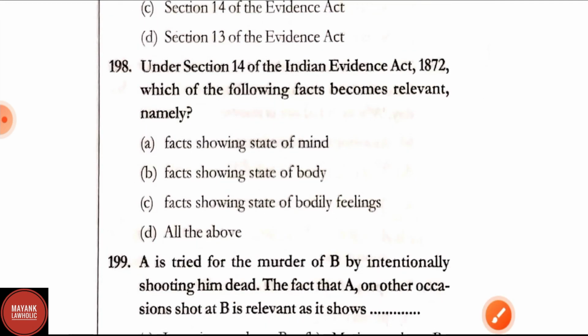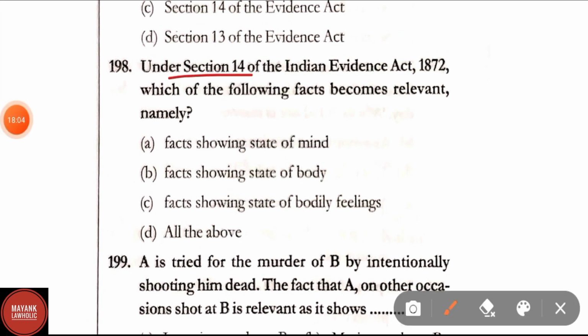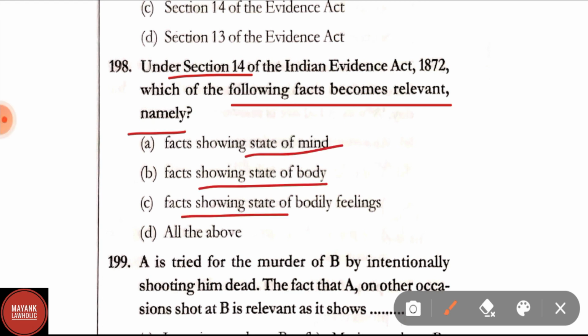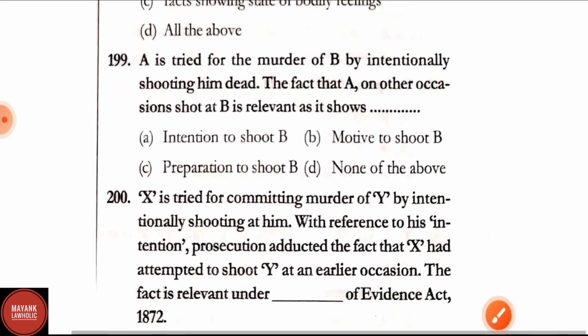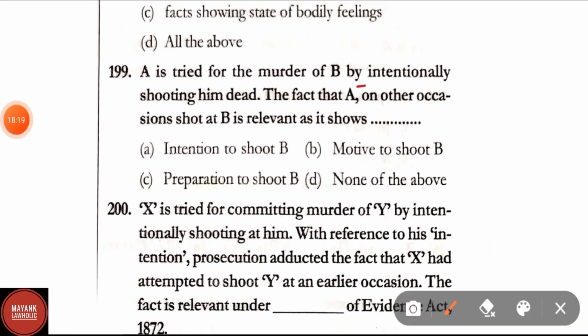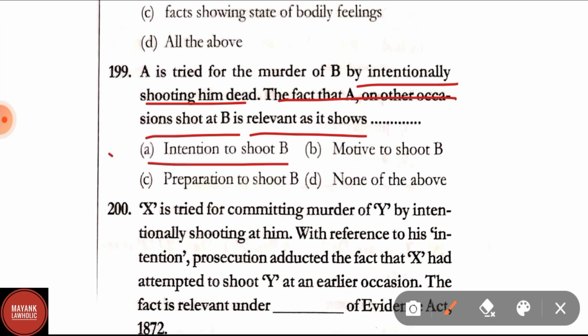Question number 198. Under section 14 of Indian Evidence Act 1872, which of the following facts becomes relevant? Namely, fact showing the state of mind, fact showing state of body, fact showing state of bodily feelings, all of the above. Here correct answer is option D, that is all of the above. Question number 199. A is tried for the murder of B by intentionally shooting him dead. The fact that A on other occasions shot at B is relevant as it shows A intention to shoot B, B motive to shoot B, C preparation to shoot B, D none of the above. Here correct answer is option A, that is intention to shoot B.